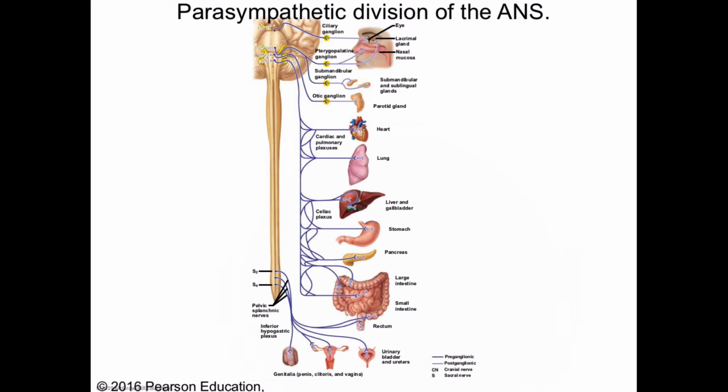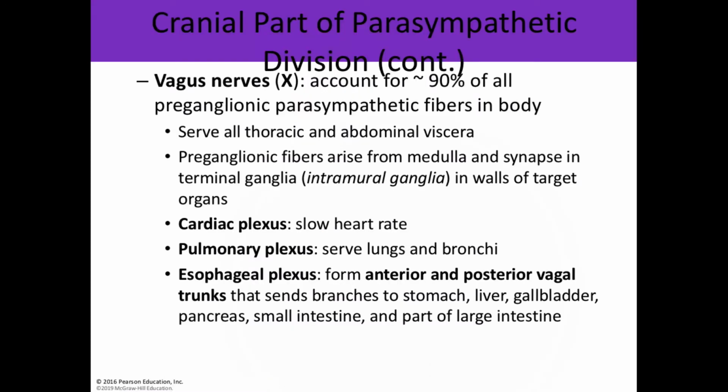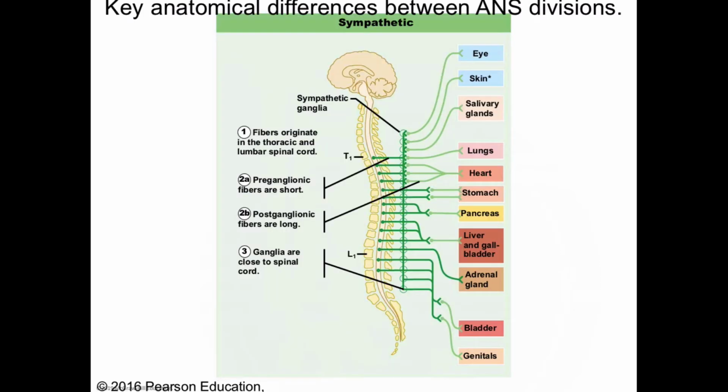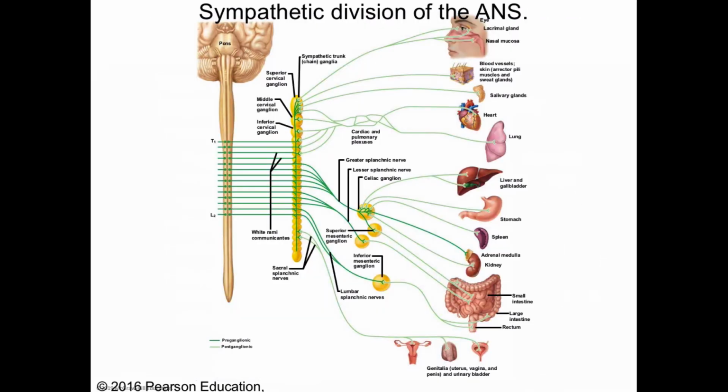This is very important to know because this is what, as I just mentioned, class, slows your heart rate, serves the lungs and bronchi, and innervates the stomach, liver, gallbladder, pancreas, small intestine, and part of the large intestine. The rest and digest system, I call it, by way of the vagus nerve. Now on to the sympathetic division.